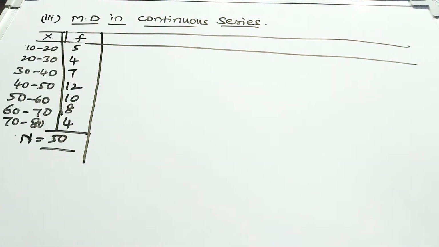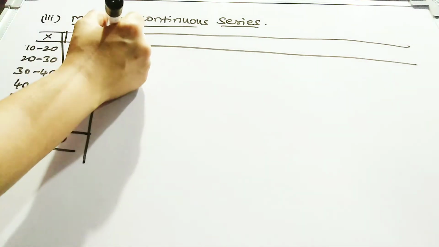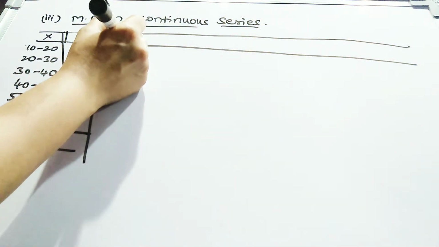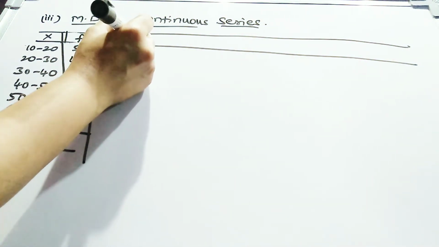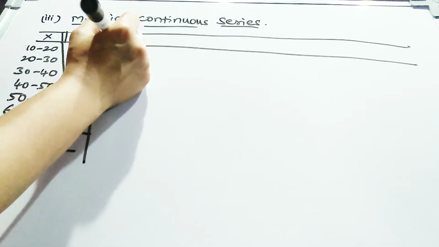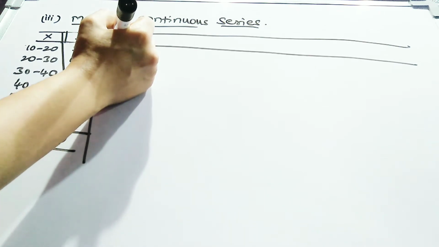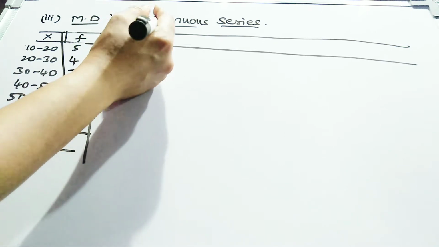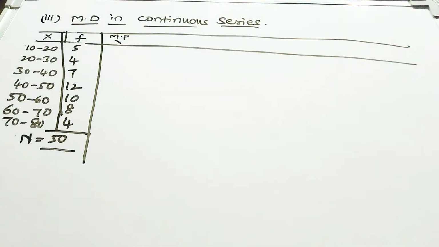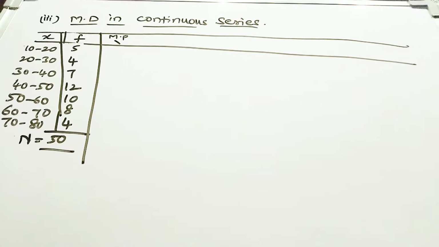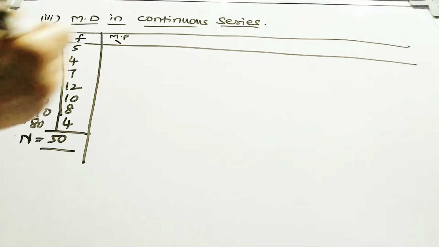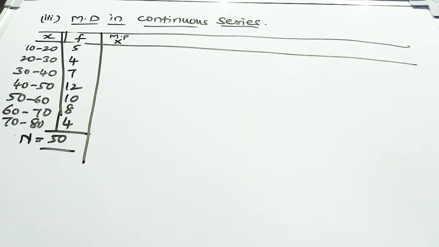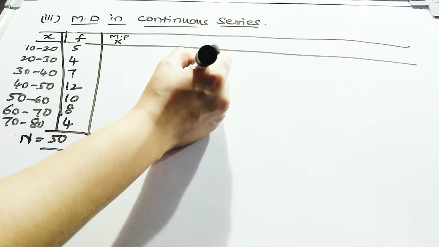Then the first step is you have to find midpoints. MP means midpoints. Midpoint is also called x. First you have to find out the midpoints. How will you find the mid values? What is the formula for finding mid values?